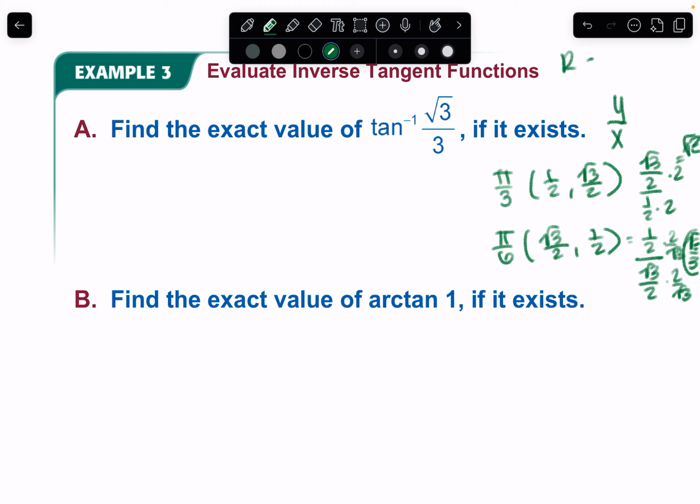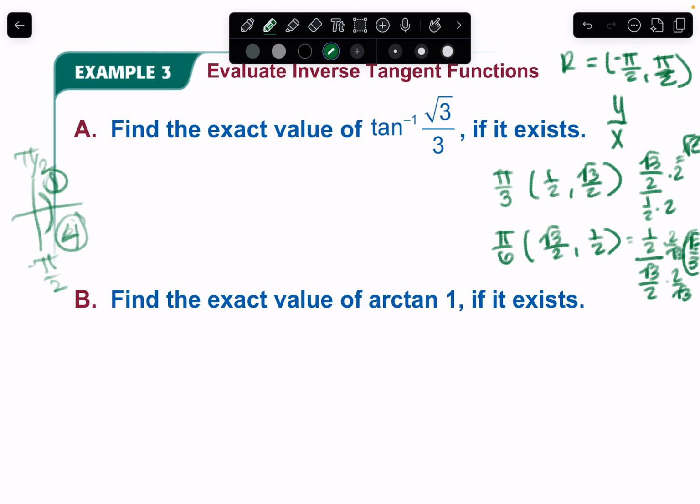Your range for your tangent value is the same range as it was for your cosine value. So it's negative pi over 2 to positive pi over 2. So again, you're looking at quadrant 1 and quadrant 4. So you're looking from here to here. So this is your negative pi over 2 and positive pi over 2. So I'm only looking at quadrant 1 and 4.